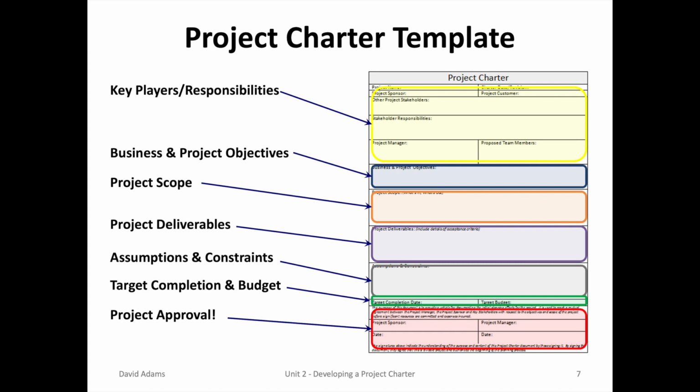The project charter template that we will be using has 7 key areas. We'll go over each of these in detail.